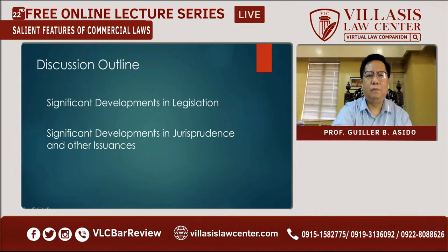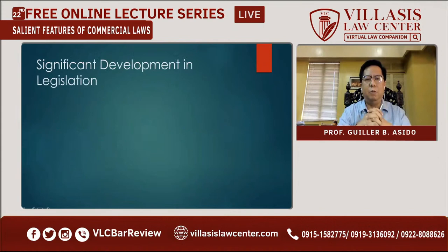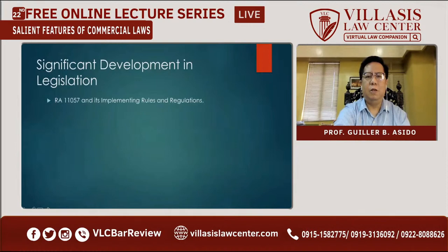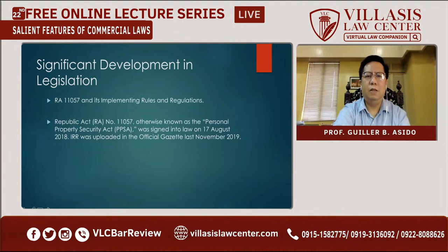So, in terms of legislation, the significant development there will be the passage of what we refer to as the Personal Property Security Act. And that is basically Republic Act 11057 and the implementing rules and regulations that were subsequently promulgated after the passage of the law. Now, when we speak of Republic Act 11057, let me just give the context that it was signed into law on August 17, 2018, and the implementing rules and regulations were uploaded into the Official Gazette last November 2019. So in effect, with the promulgation of the implementing rules and regulations, we are now implementing fully the Personal Property Security Act.